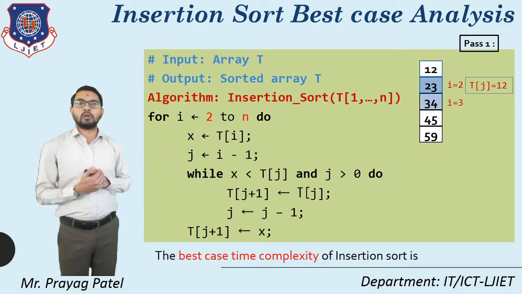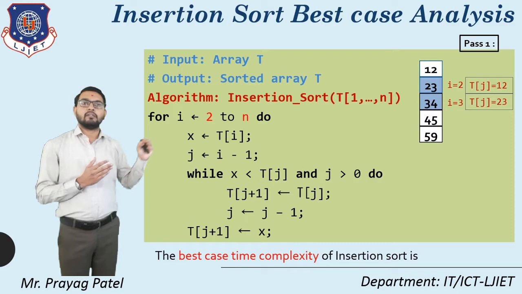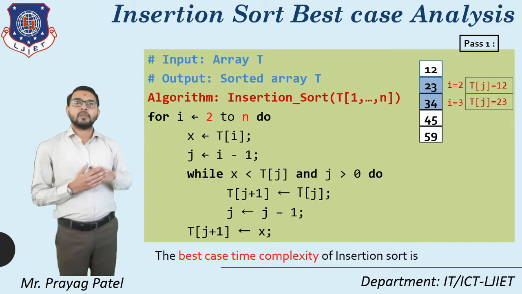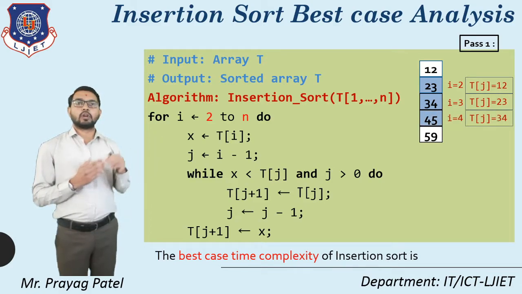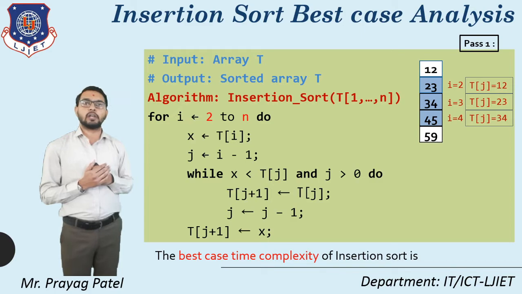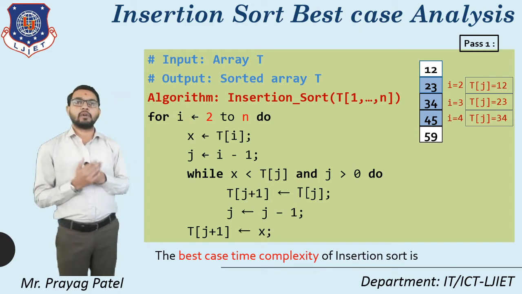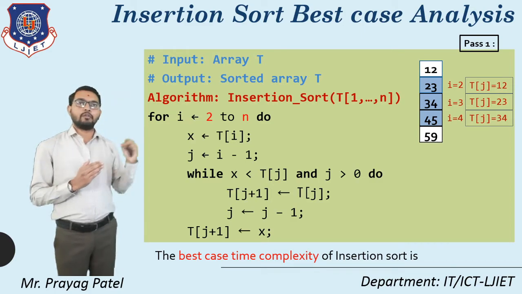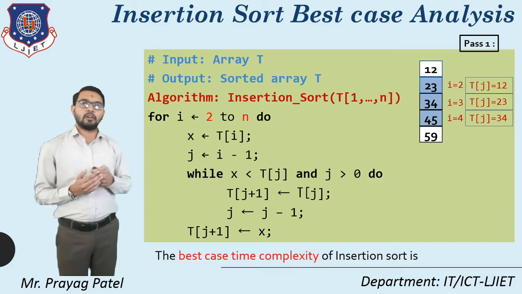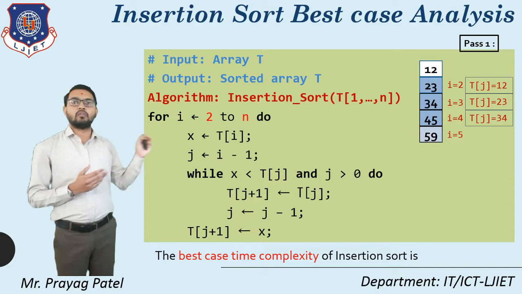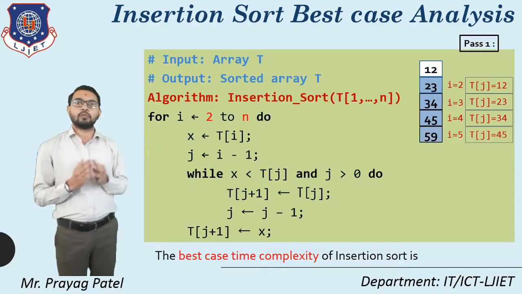Then consider i equal to 3. For i equal to 3, t of j equal to 23. So here also the condition will not be satisfied. Next consider i equal to 4. For i equal to 4, consider t of j equal to 34 and x equal to 45. So the condition 45 less than 34 will not be satisfied. So consider the next value of i, which is 5, because here n equal to 5. So the last value of i is 5.